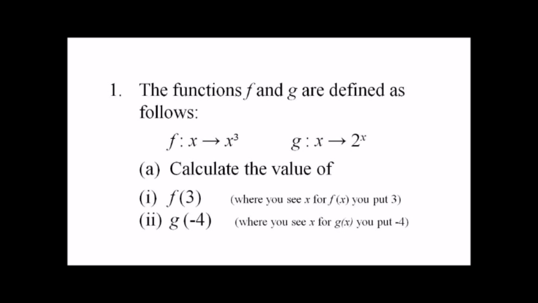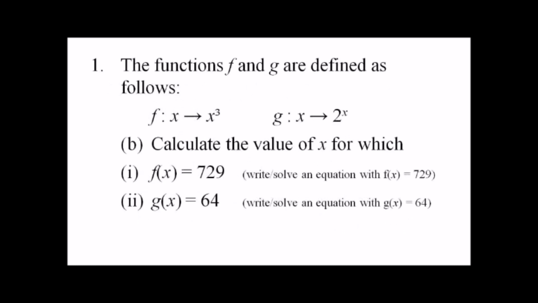F of 3, where you see x for f of x, you put a 3 and work it out. And for g of negative 4, where you see x for g of x, you put negative 4 and work it out. And what you end up with would be the answer. So let's see if you can complete those two right away. And then g of negative 4.